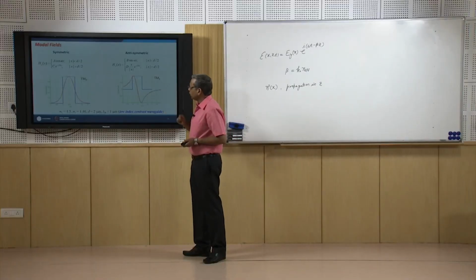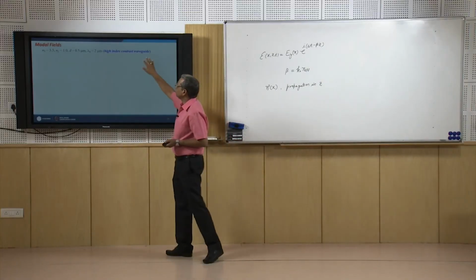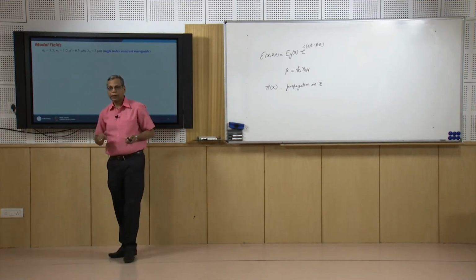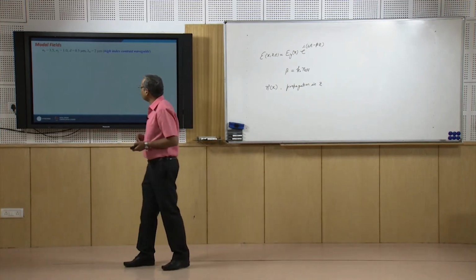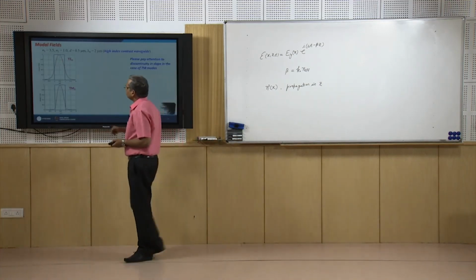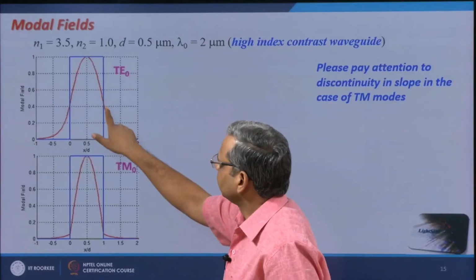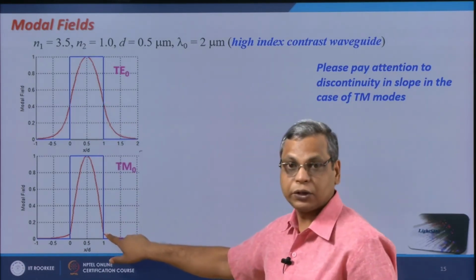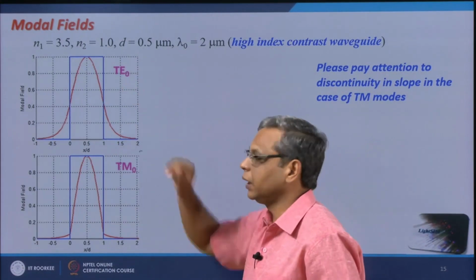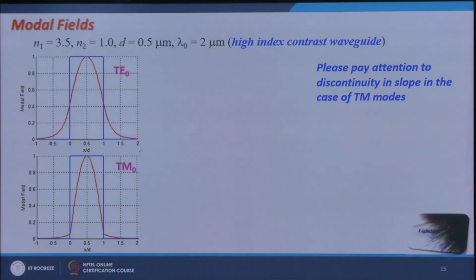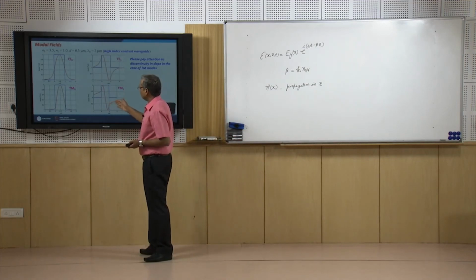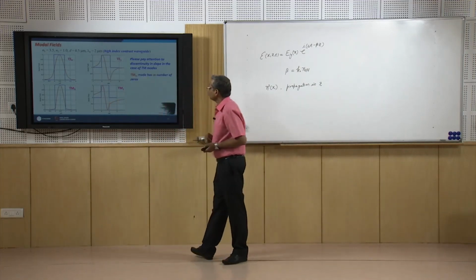If on the other hand I plot this for a high index contrast waveguide, you now look at the values of n1 and n2, the factor n1 over n2 is now 3.5. Now, if I plot the modal fields for the TM0 mode, they are like this. There is no discontinuity in the slope here, while in this case the discontinuity shows up because the factor n1 over n2 is very large. So, this is the first thing I will see. Similarly, in the case of TM1 mode, there would be a huge discontinuity.